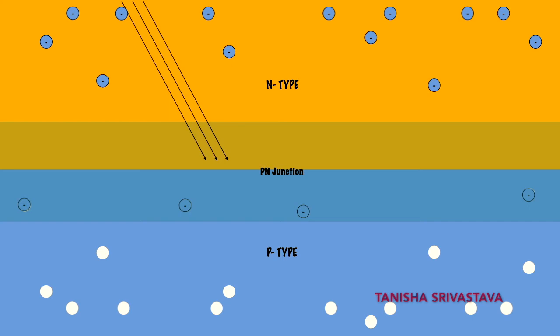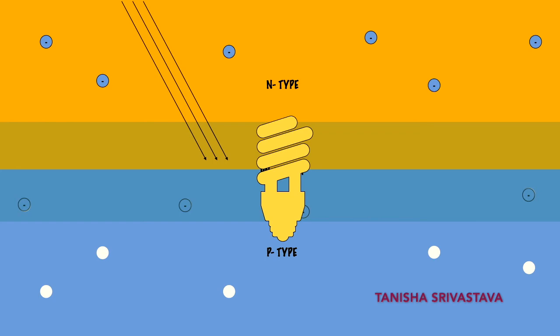As soon as we connect any load between them, the electrons start flowing through the load. The electrons recombine in the empty spaces in the P region after completing their path. In this way, a solar cell continuously gives direct current.